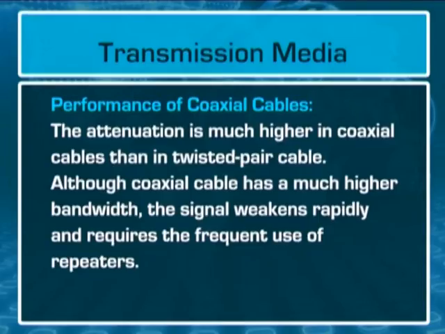Now, what about the performance of the coaxial cables? The attenuation is much higher in coaxial cables than in the twisted pair cables. Although coaxial cable has a much higher bandwidth, the signal weakens rapidly and requires the frequent use of repeaters. Next is various applications of coaxial cables.